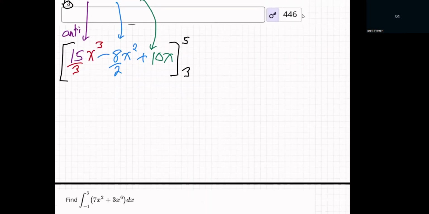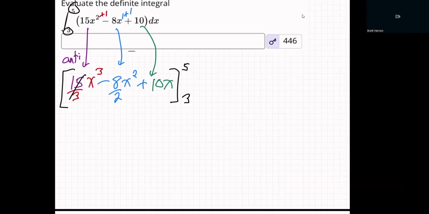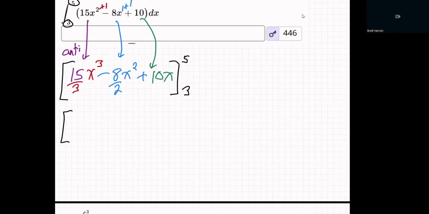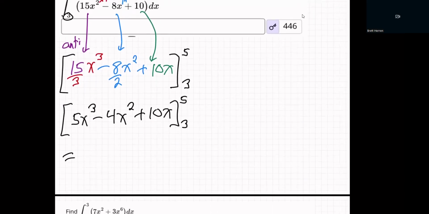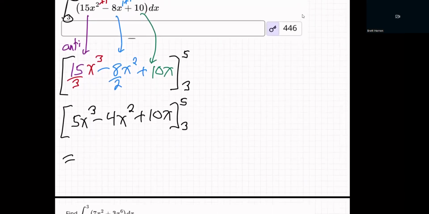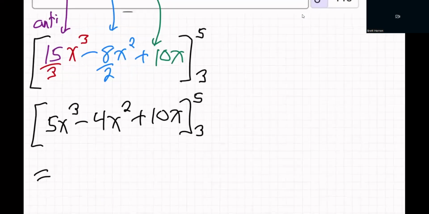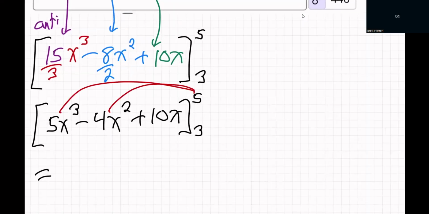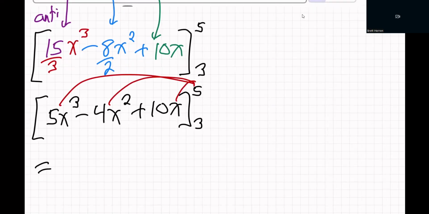And so what that means is, in fact, let's actually clean that up a little bit before we do. This is 5x cubed minus 4x squared plus 10x. So there's the antiderivative. We're going to evaluate between 3 and 5. So what does that mean? So what that means is we're going to plug in 5 there, there, and there.